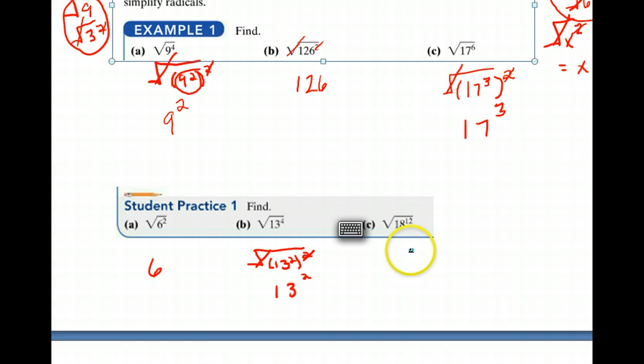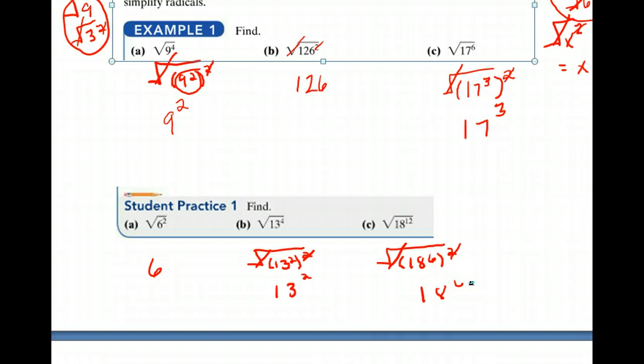And letter C, we would think to ourselves, well, what times 2 made 12? 6 times 2 made 12. So we have 18 to the 6th power raised to the second power. We allow the radical and the power of 2 to cancel, and we have 18 to the 6th power.